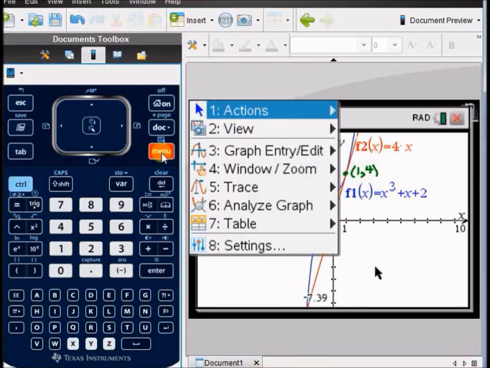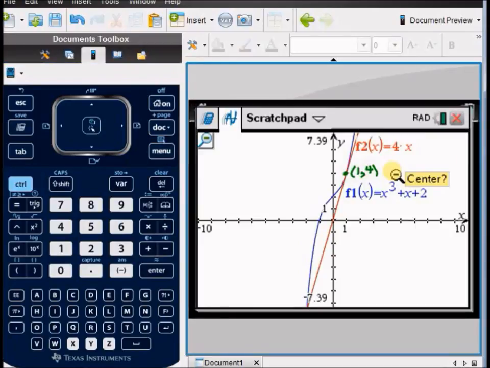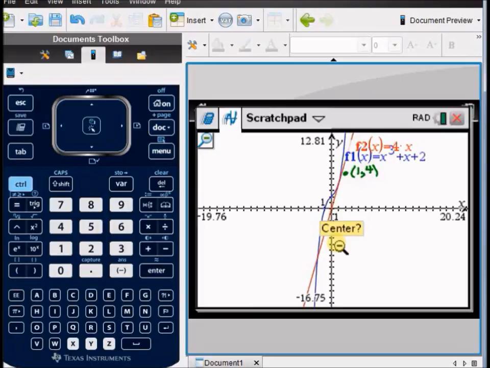So menu, window, zoom out. Okay, that's good. We can now see our point of intersection. There's only one other than the 1, 4. Now our 1, 4 is in the wrong place. We need to change it. Okay, but 1, 4 is here. And our other point of intersection is down here. We need to determine what that is.